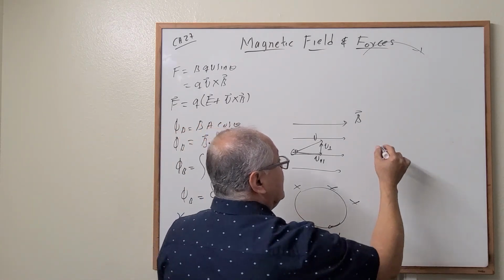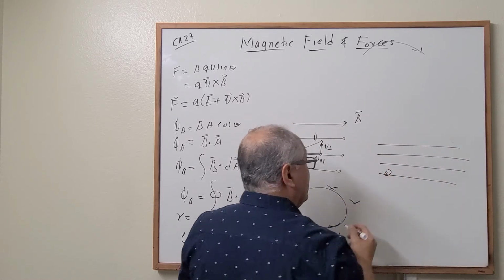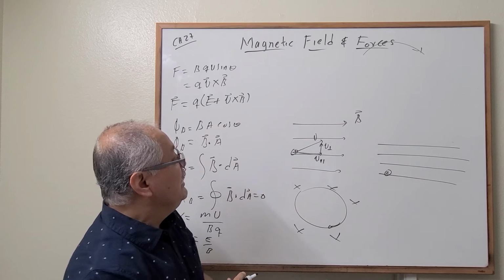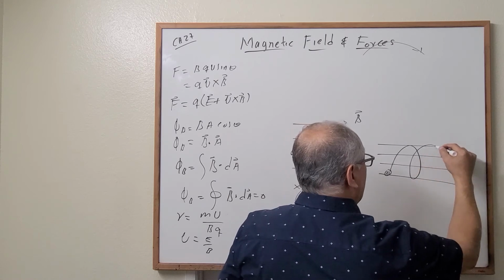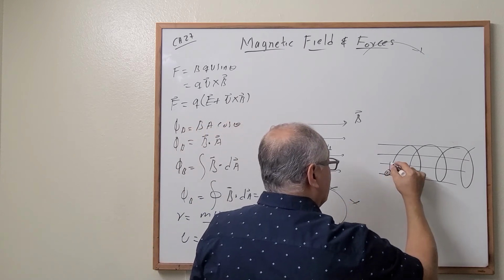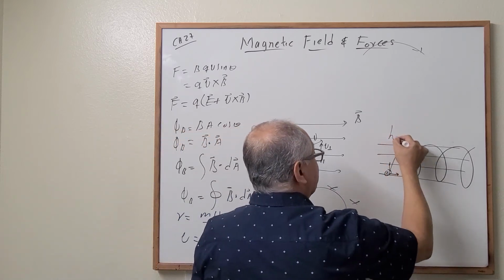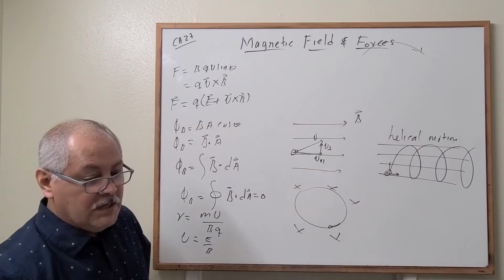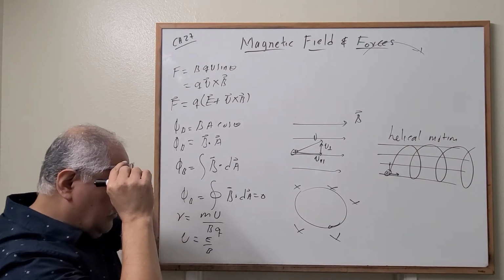One more time, imagine, again, this is the magnetic field. In this case, the velocity has an angle with respect to this magnetic field. So we have this motion in this way. It has two components: one component perpendicular, and one component parallel to the magnetic field. This is the helical motion.